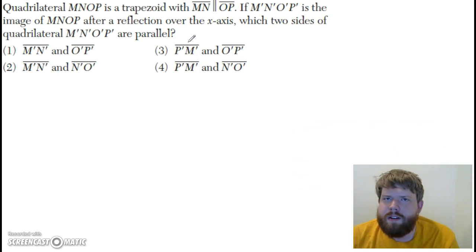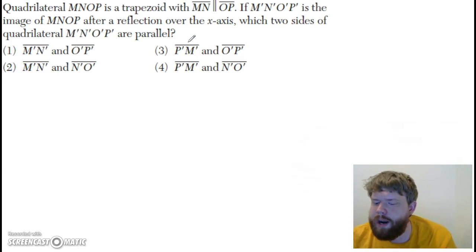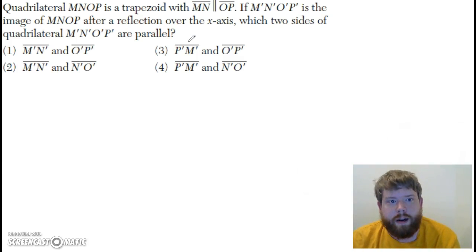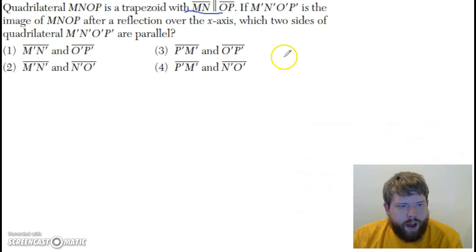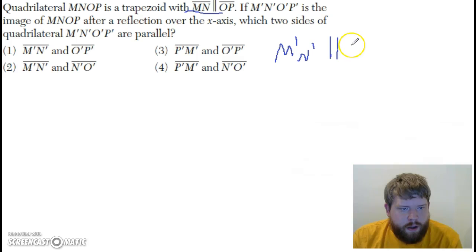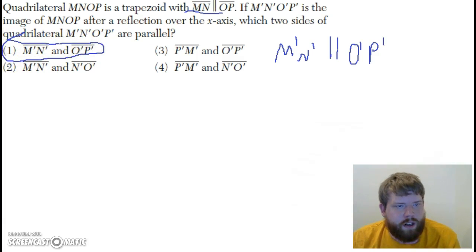Okay, and you reflect it. Are the sides that are parallel going to change? They shouldn't, right? Because parallel lines are one of the properties that are invariant, that are not changed by rigid motions, like reflections. So the answer is, if MN and OP were the lines that started out parallel, the lines that finish parallel should be M prime, N prime, and O prime, P prime, right? The image, respectively, of MN and OP. So 1 is the correct answer here.